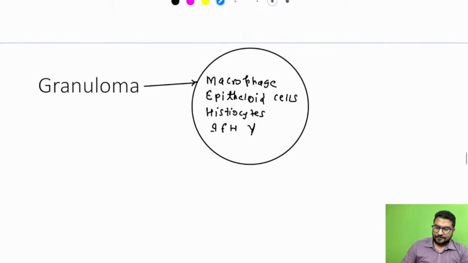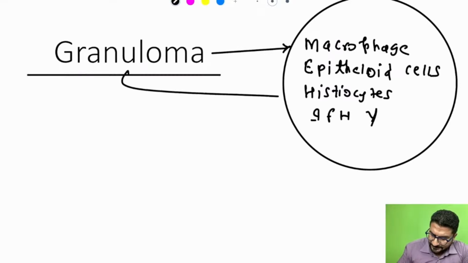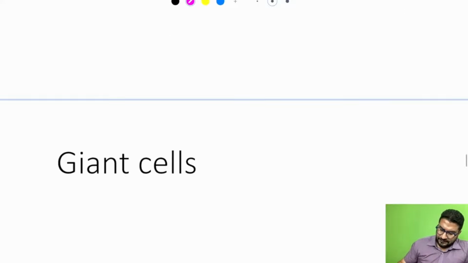What type of question do they ask in the exam? Where granuloma is found, and of which shapes. So we have different types of granuloma. Understand this, and granuloma is made up of these four cells. So this is very very important. Epithelioid cells. Done.